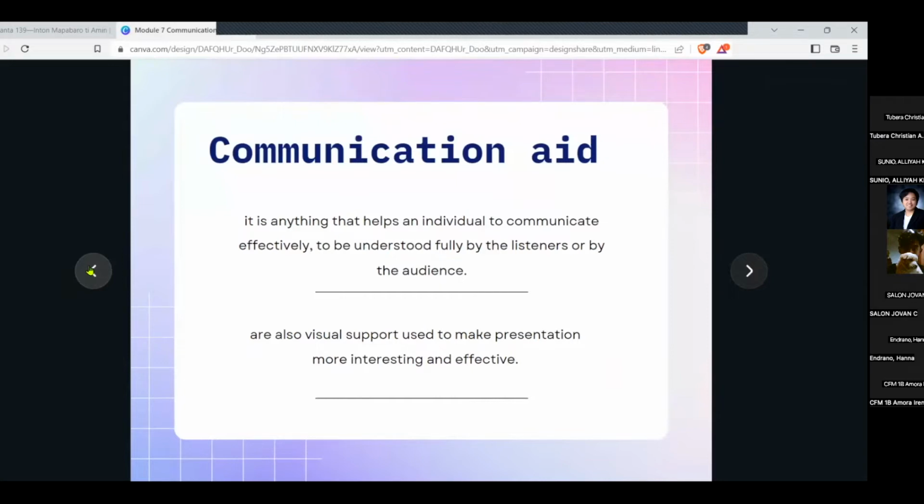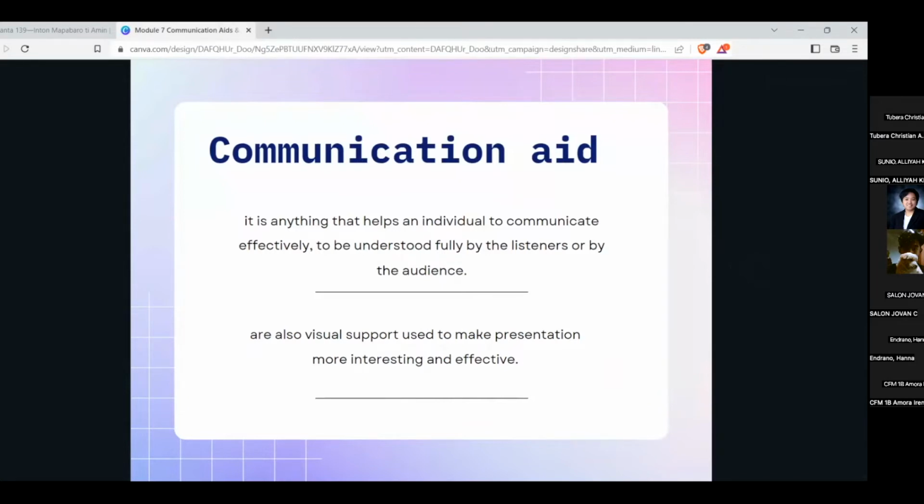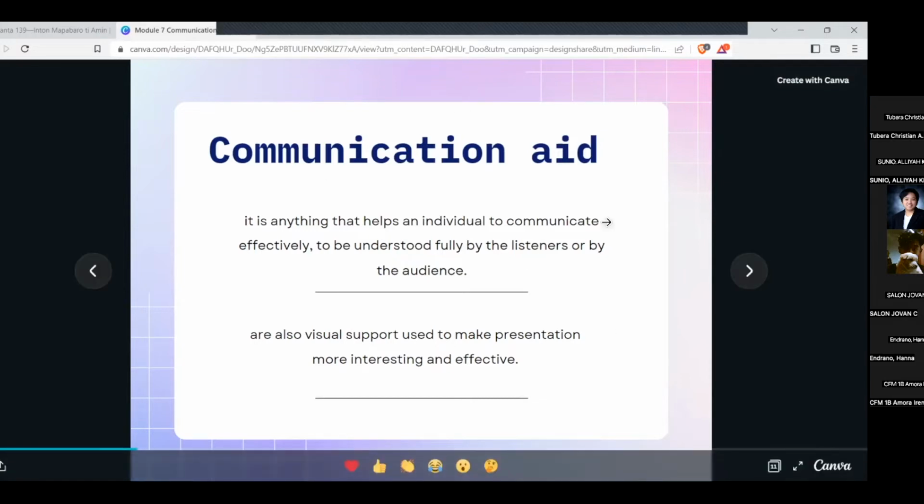Let's define first what a communication aid is. It is anything that helps an individual to communicate effectively, to be understood fully by listeners or by the audience. Also, these are visual support used to make presentations more interesting and effective. Just like what we are using right now, only we're having a bit of a technical problem, but here are your visual aids. Visual support.